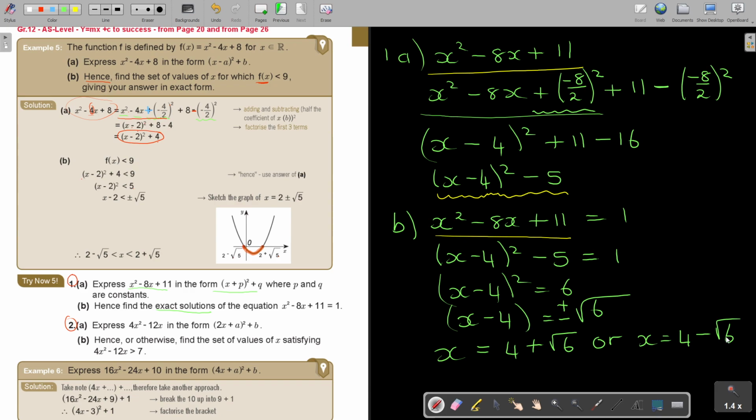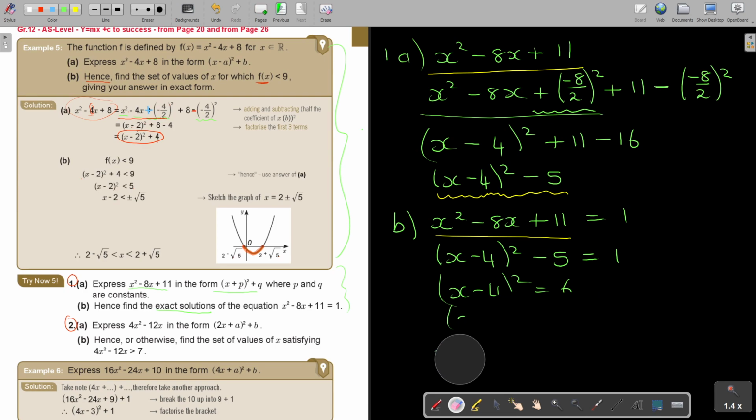Okay, so I showed you an example where they can ask it to you in terms of an inequality or in terms of an equation. This one is actually easier. Okay, so let's just do the next one. Let's just make space for the next one.